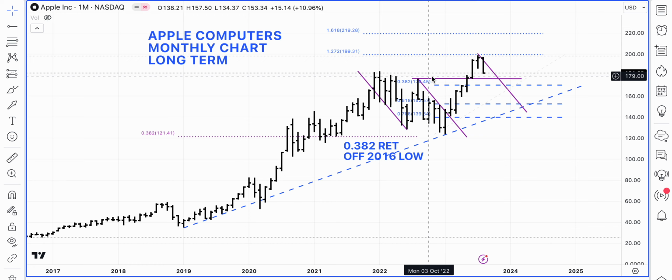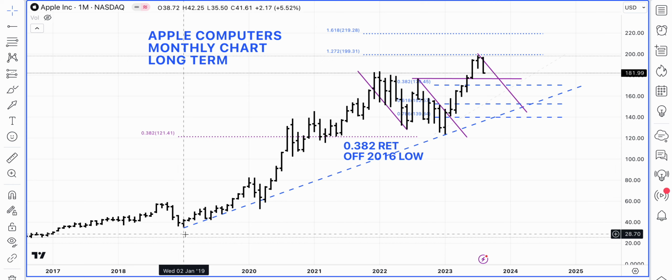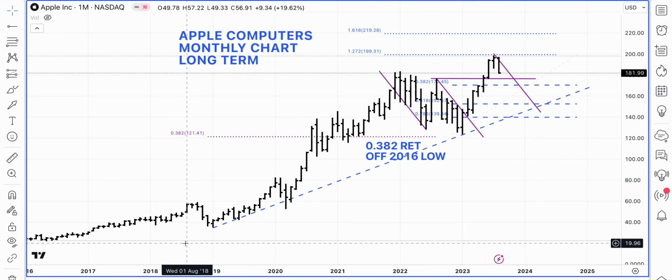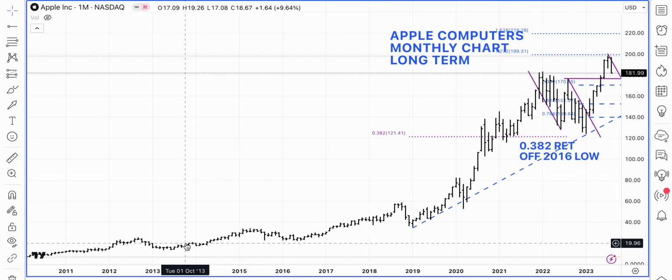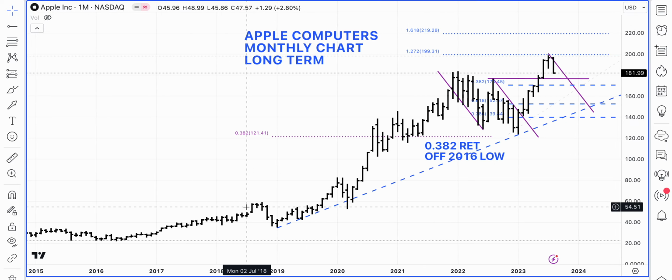Okay, so we are taking a look at the longer term monthly chart of Apple computers. And we can see that there has been a very nice trend in place. I am going back as far as 2019 for this, January of 2019 low. But clearly there is a lot of history behind this in terms of an uptrend.